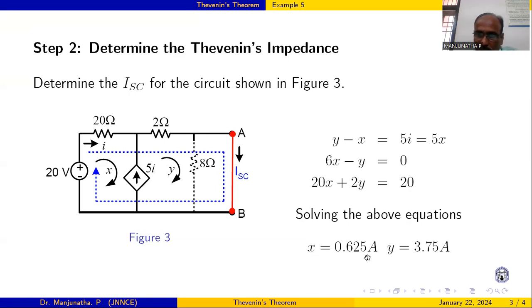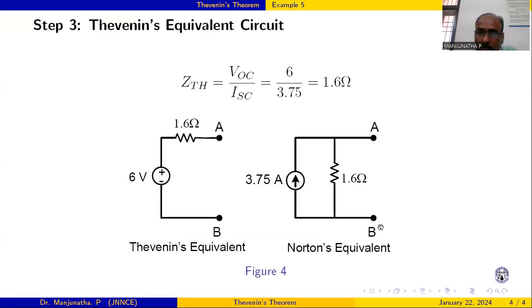x is 0.625 and y, this short circuit current, is y. So y is 3.75. Then the third step: Thevenin impedance is the open circuit voltage divided by ISC, which is 1.6. In this way, we can replace the given network.